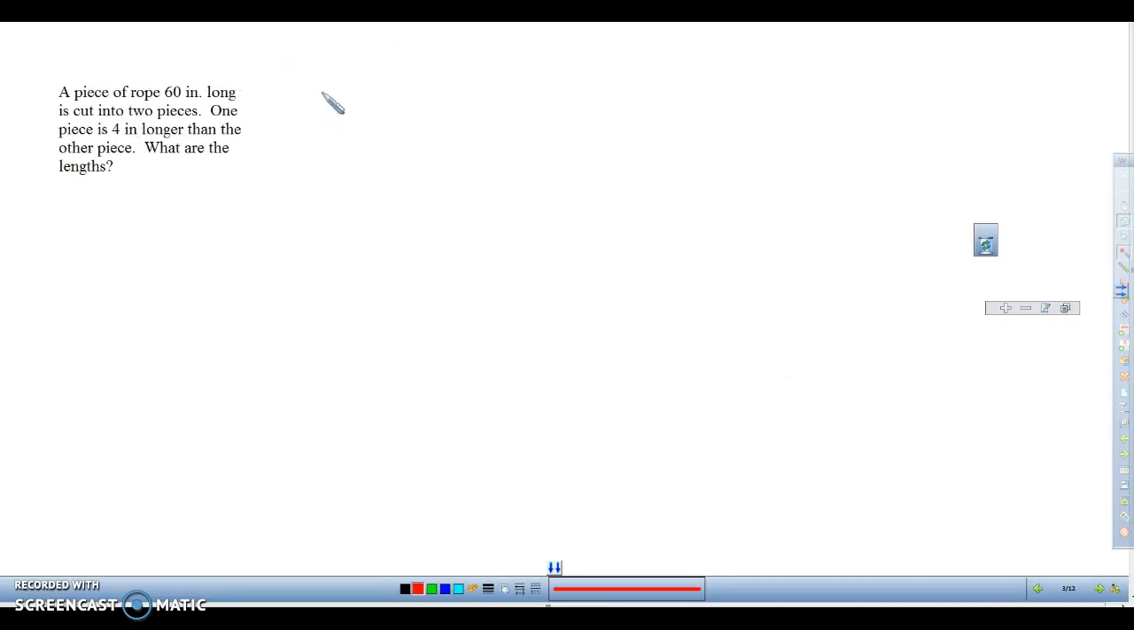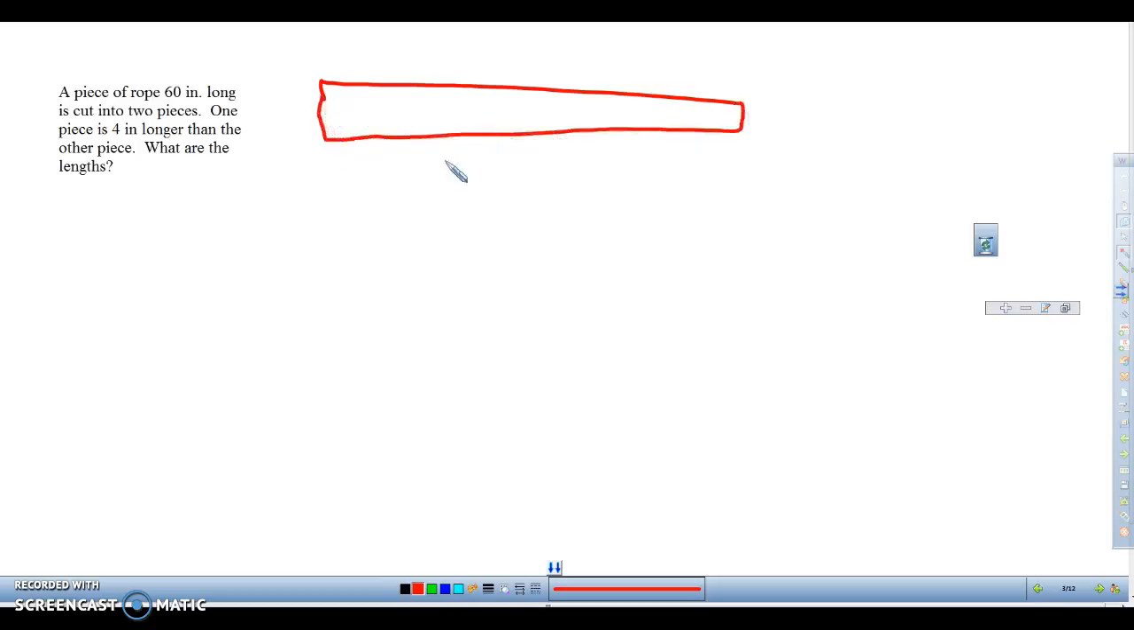So now I have a piece of rope. This might be helpful to draw a picture. So here is my rope, which is incredibly poorly drawn, but that's okay. And we're going to split it into two pieces. It is important that these two pieces are not equal, because if you read the next sentence, it says that one piece is 4 inches longer than the other. So our longer piece is going to be the shorter piece plus 4. So we'll call our shorter piece x, which means our longer piece is x plus 4.